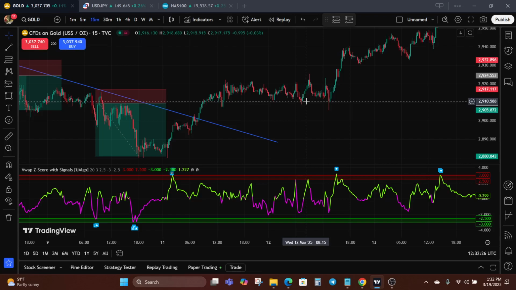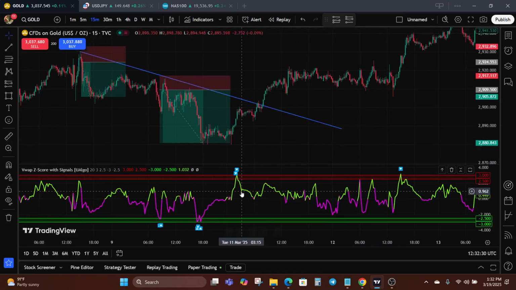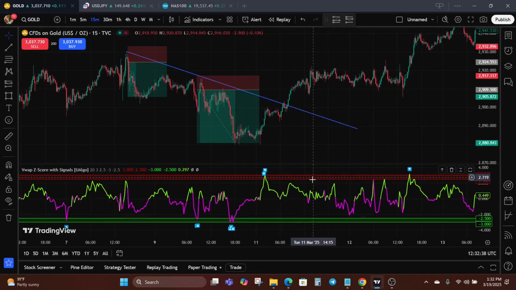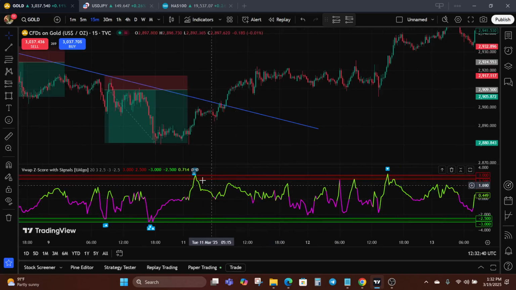Okay, so now, whenever the indicator line enters this red zone, you can just interpret it as an overbought condition, in which case there could be a reversal or at least a pullback.